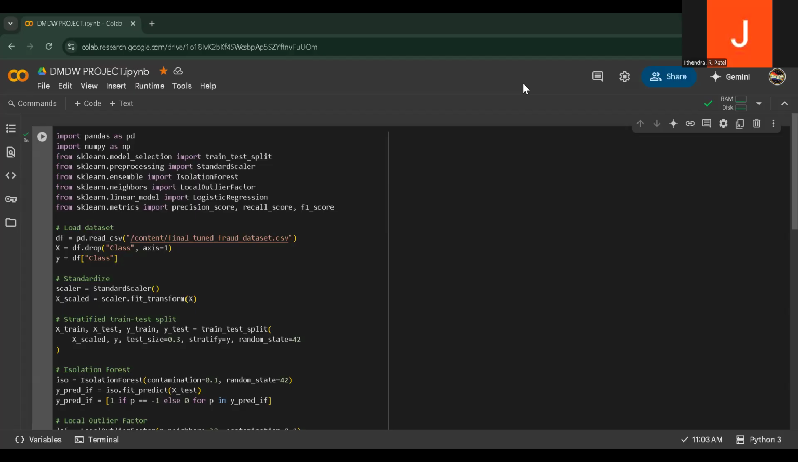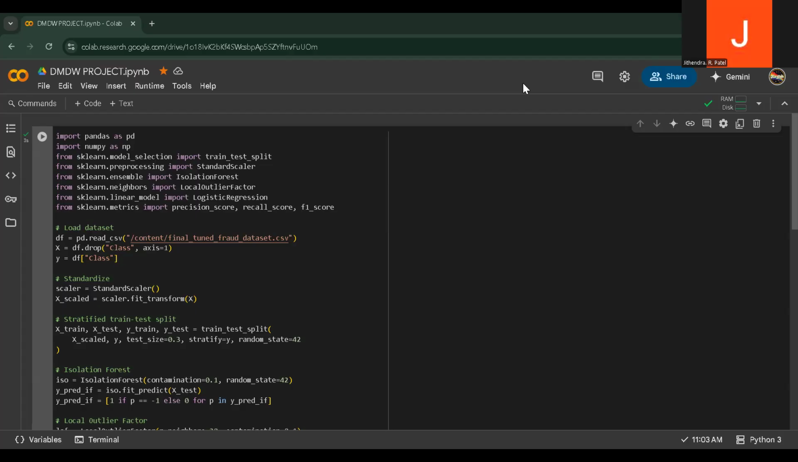Next, sklearn.neighbors LocalOutlierFactor, another unsupervised anomaly detection method, detects points that have significantly lower density than their neighbors. Next, sklearn.linear_model LogisticRegression is a supervised classification algorithm used when the output is binary. It uses the sigmoid function to predict the probability of the positive class. Then sklearn.metrics provides functions to evaluate model performance, such as precision out of predicted frauds.